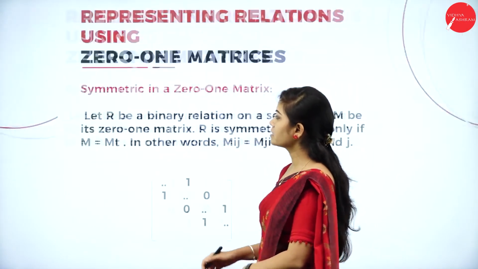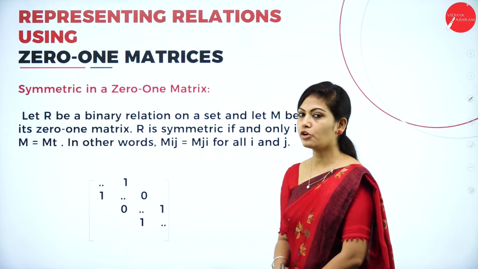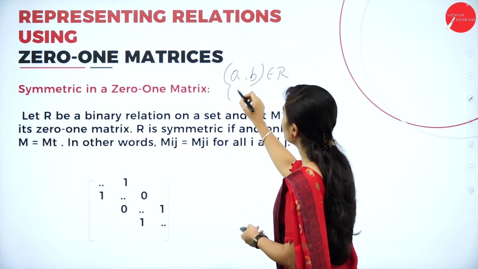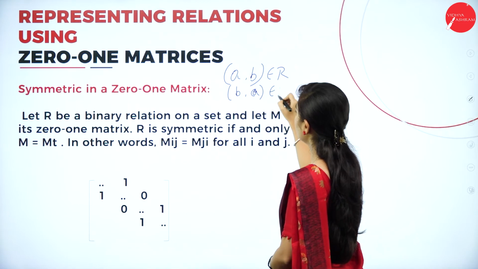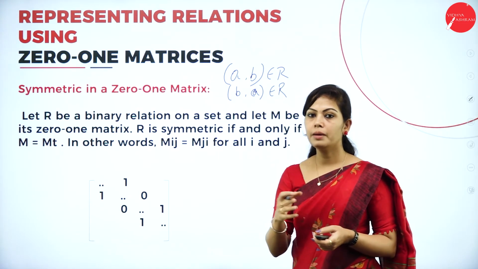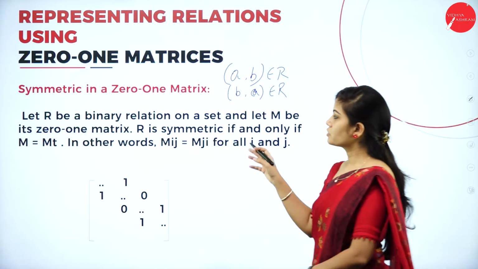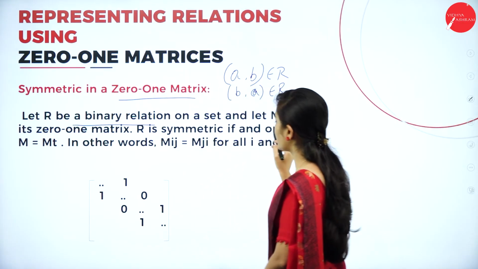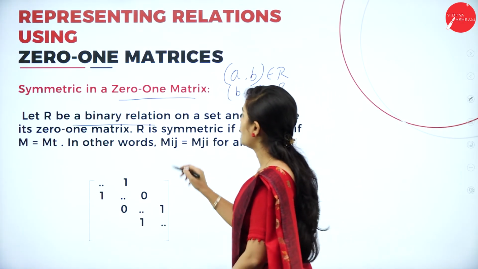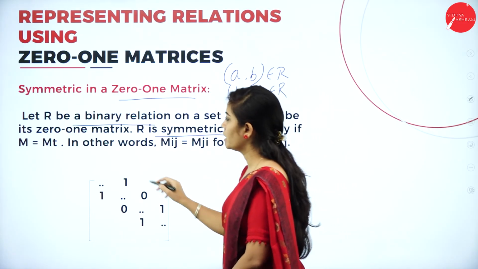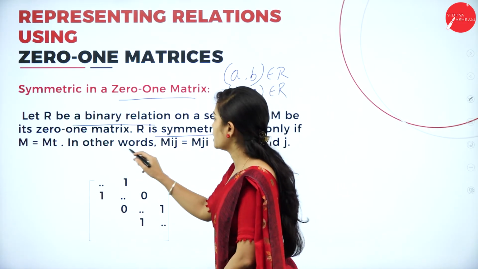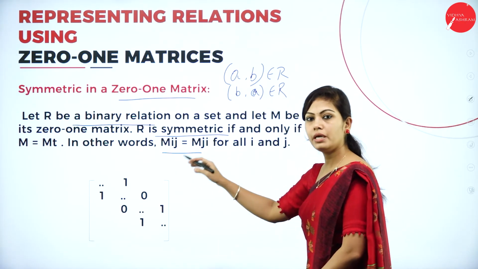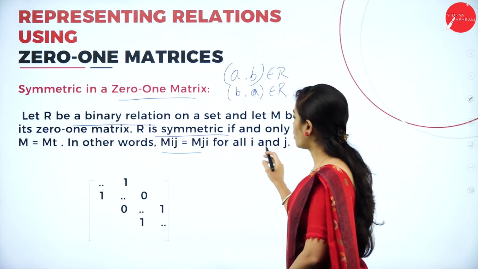And the next property is the symmetric property. So what is the meaning of symmetric? Symmetric property means if AB belongs to R, then BA belongs to R. If AB belongs to R, BA also belongs to R. So, symmetric property in a 0-1 matrix. Let R be a binary relation on a set and M be its 0-1 matrix. R is symmetric if and only if M is equal to M transpose. In other words, Mij is equal to Mji. If AB belongs to R, BA also belongs to R, for all i and j.